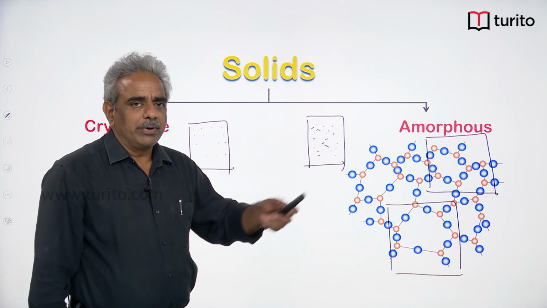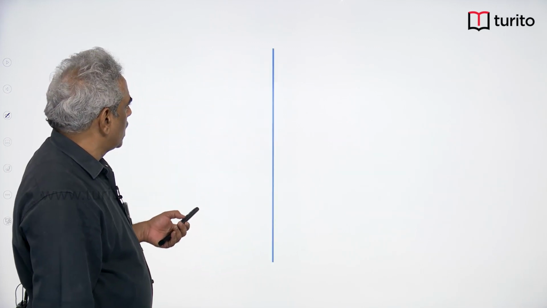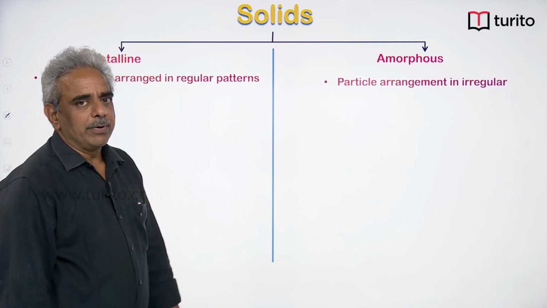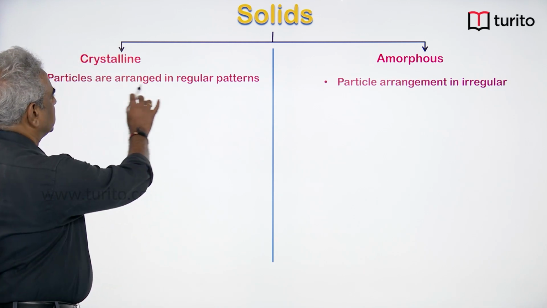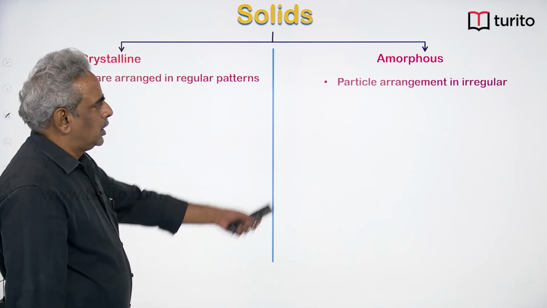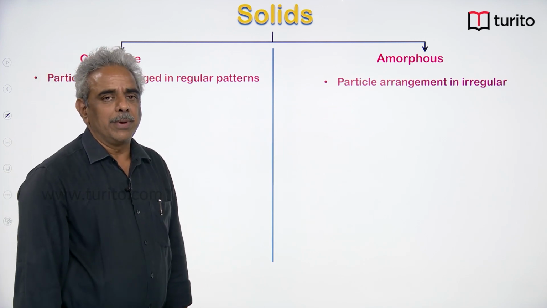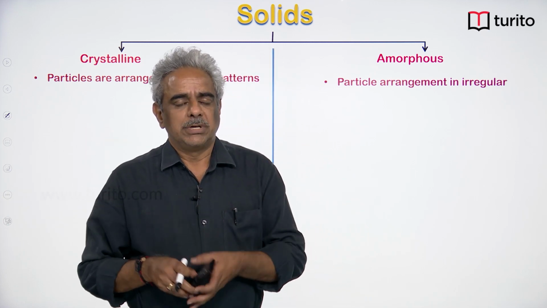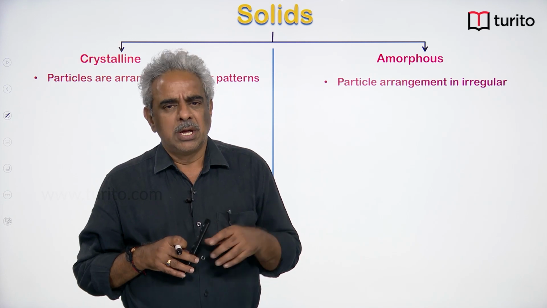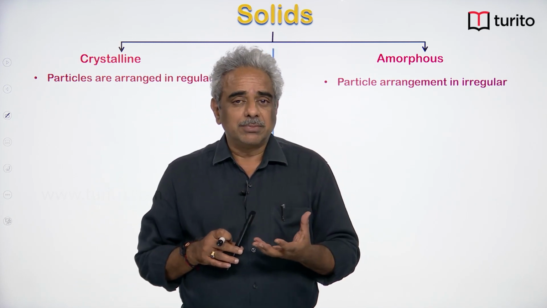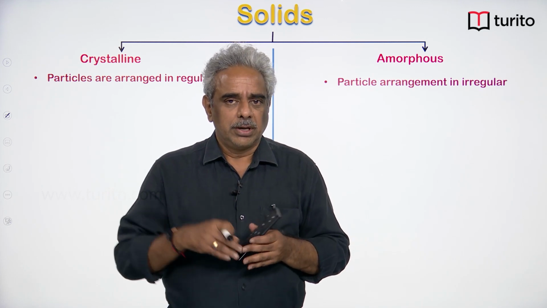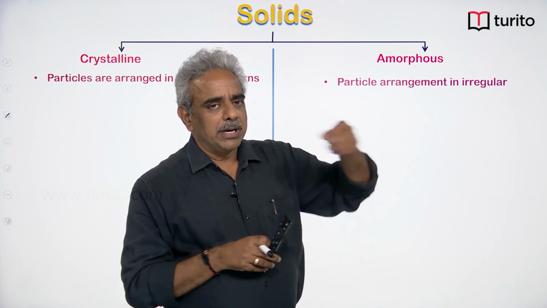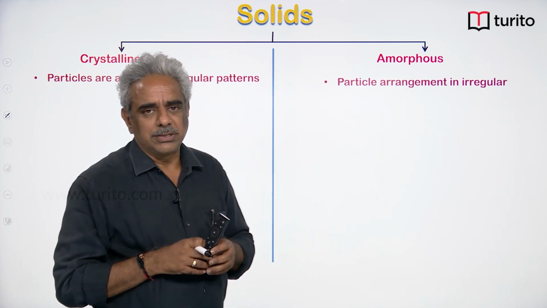So, if you want to know the differences between these two, see the first difference: particles are arranged in a regular pattern, versus particle arrangement is irregular. What do you mean by this? Just now I told you, whatever the constituents may be, generally in a solid the constituents are sometimes molecules, sometimes atoms, sometimes ions. If they are nicely, systematically arranged, you will get crystalline. Otherwise the particle arrangement is irregular. So far we have been speaking the same concept.